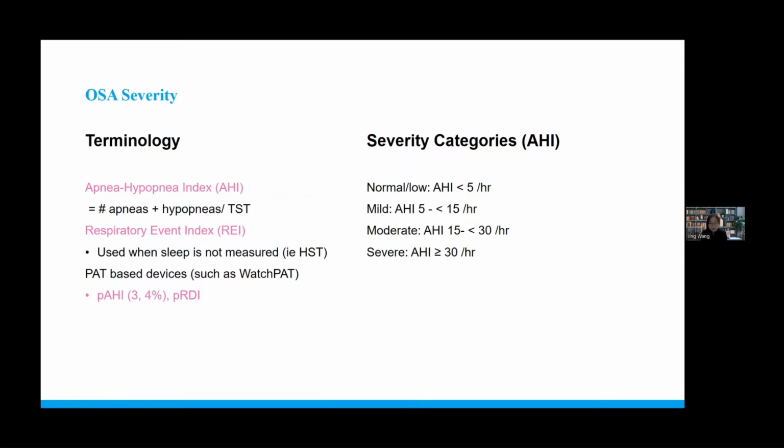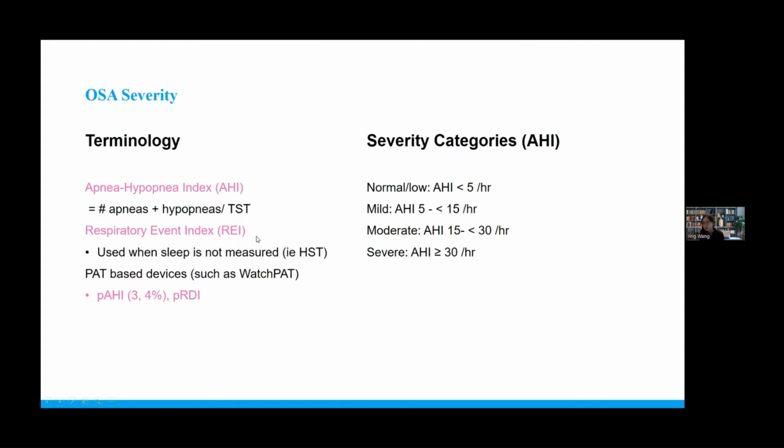So just a word on OSA severity. There's a bit of a terminology soup going on. There's a few different ways for us to describe the frequency of respiratory events, but the traditional is the apnea hypopnea index, right? The AHI, and you guys have all seen this on your sleep study reports. So this is the total number of apneas plus hypopneas divided by the total sleep time as measured by EEG, on an in-lab or PSG study.